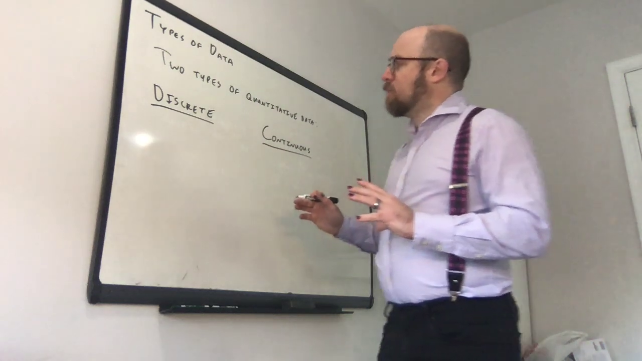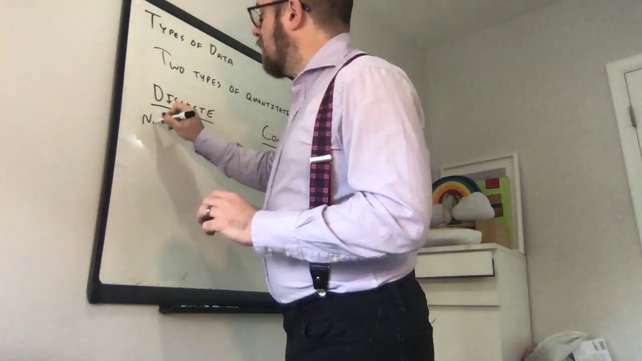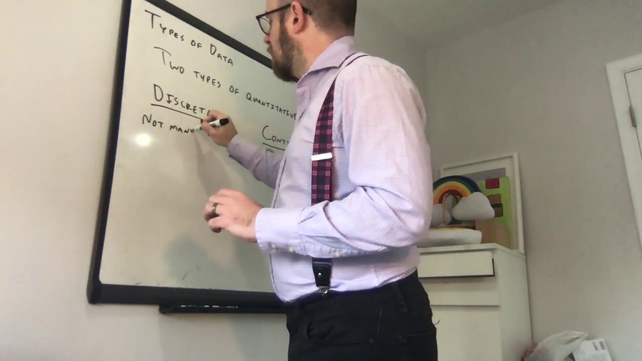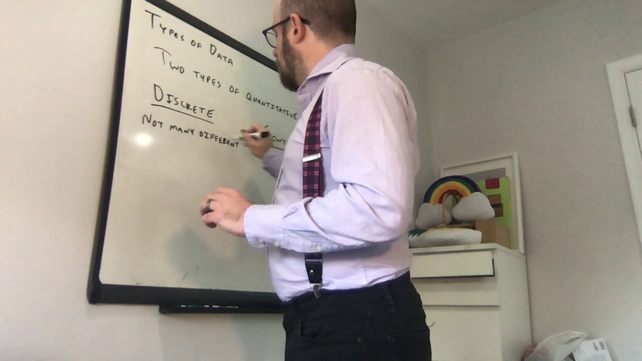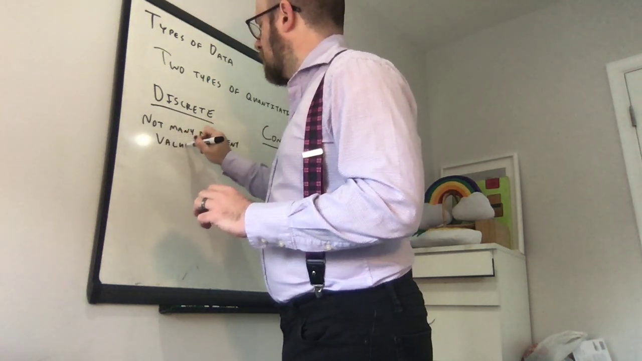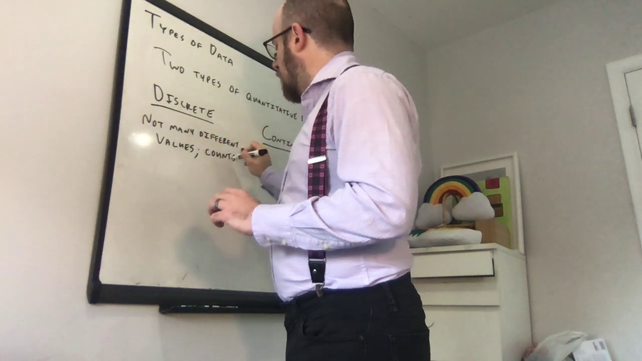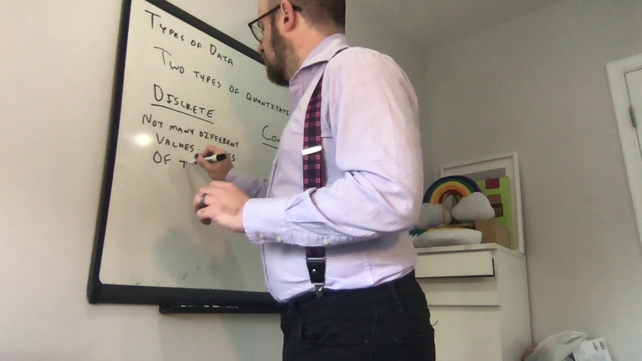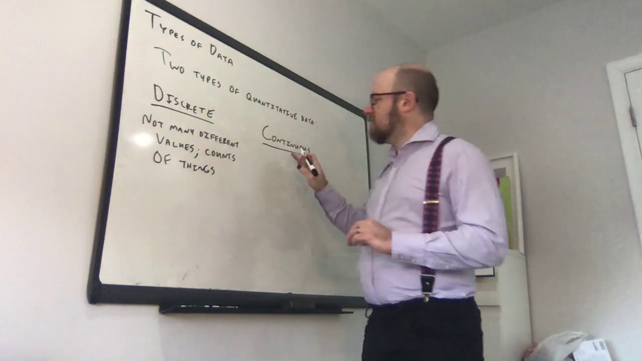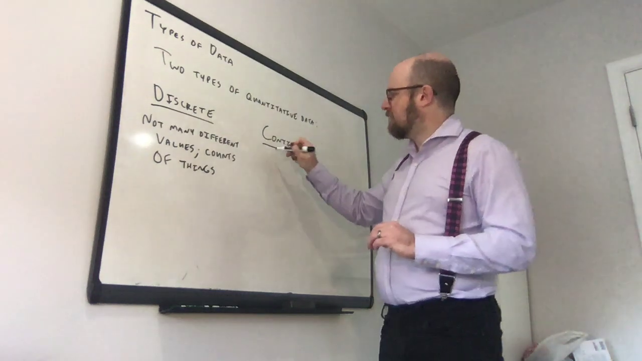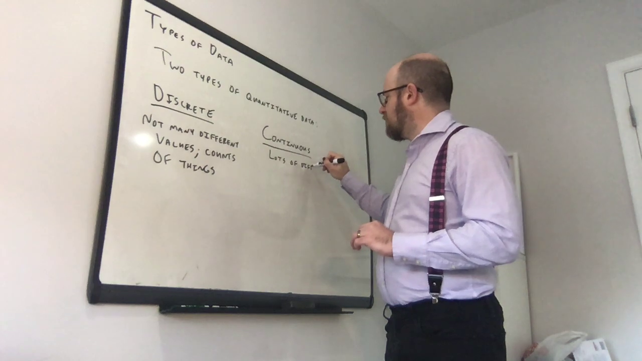Okay? So discrete tends to be not many different values. Another way of thinking of it is being like counts of things. Whereas continuous data means that there's lots of different values, different possible values.